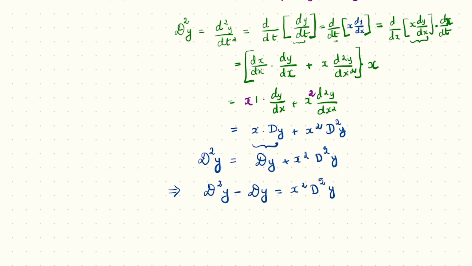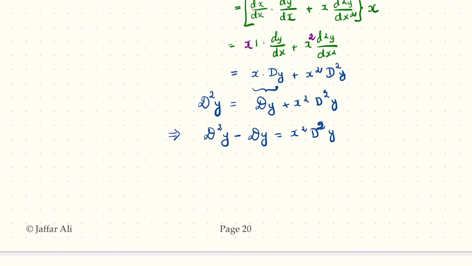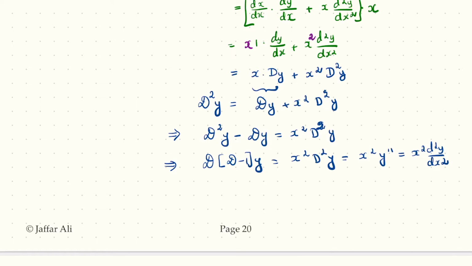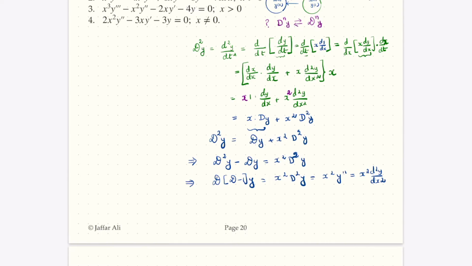And so therefore, now if I try to simplify using the operator notations and whatever we discussed earlier in terms of the annihilators and the operators, this would be script d of script d minus 1 of y is equal to x squared d squared y. In other words, this is x squared regular y double prime, or if you want to say, this is x squared d squared y over dx squared. So now let me try to combine what I have so far.